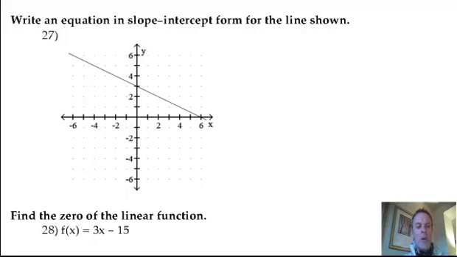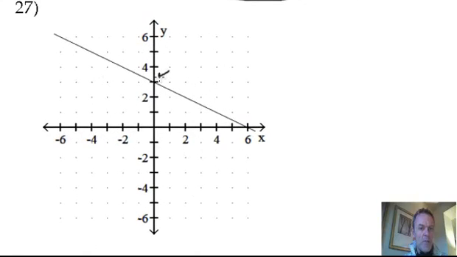Okay, just a couple of quick ones on this one. Write the equation in slope-intercept form for the line shown. It looks like it has a y-intercept of 3, so it's going to be y equals something x plus 3. The number next to the x is going to be the slope. So let's have a look.